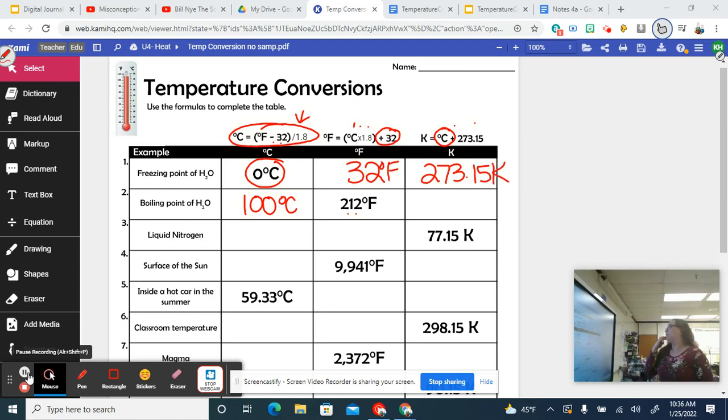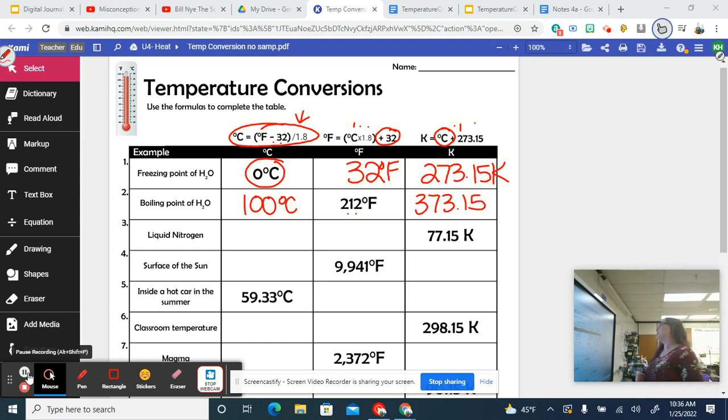All right, so what about for Kelvin? Remember, for Kelvin, we just add 273.15. So 100 plus 273, you just add a 1 there, 373.15.